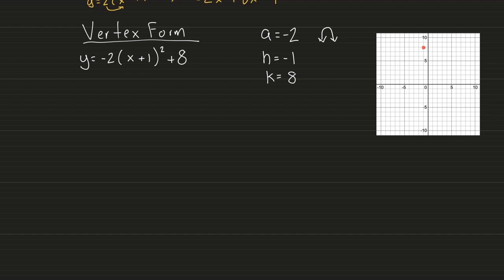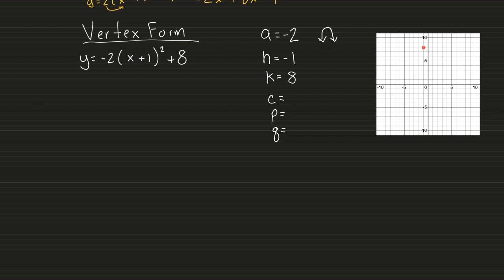Now, with this vertex form, we are perhaps the furthest away from being able to figure out everything that we need. It gives us the vertex nicely, but it does not give us the y-intercept. It doesn't give us C right away. And it also doesn't give us the x-intercepts right away. So we got to do some work for those.